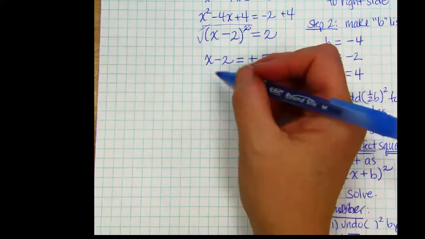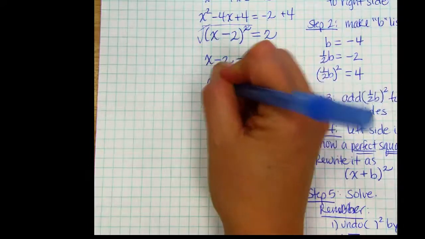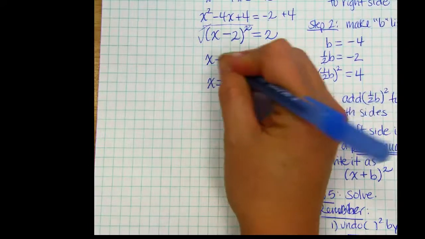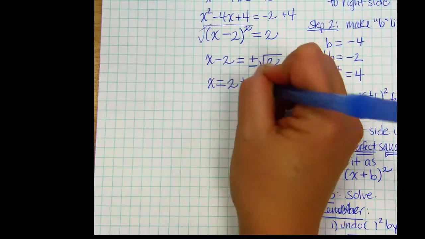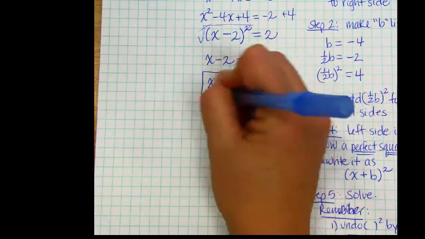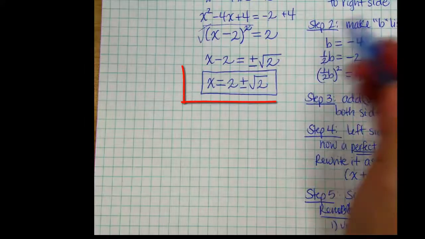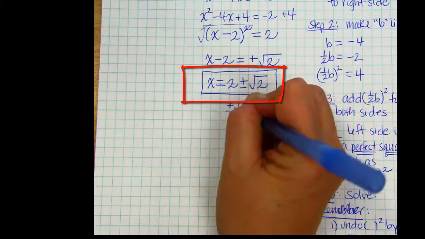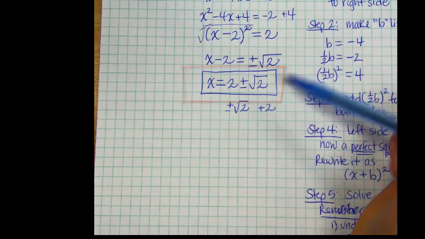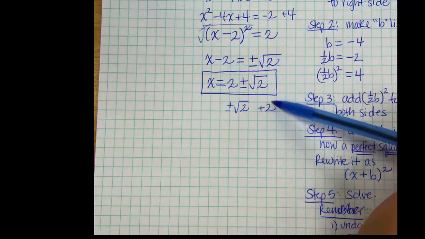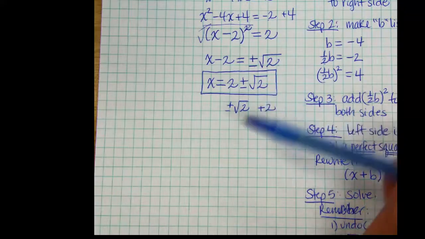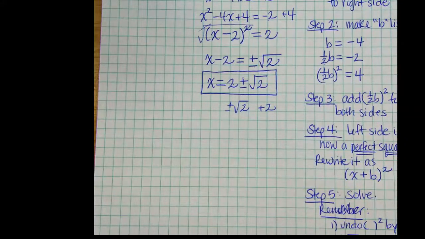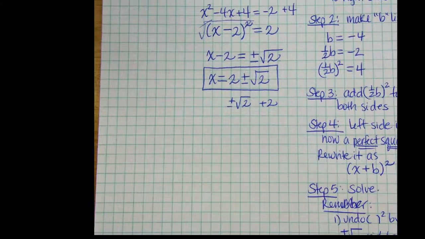And then your last step is to get x alone. Add 2 to both sides. So x is 2, that 2 that I added, plus or minus the square root of 2. And you're done. Just a little side note, you could have written your answer as plus or minus root 2 plus 2, but I worry about us getting sloppy and thinking that that positive 2 is under the square root when it is, in fact, not. Okay, so those are your steps.